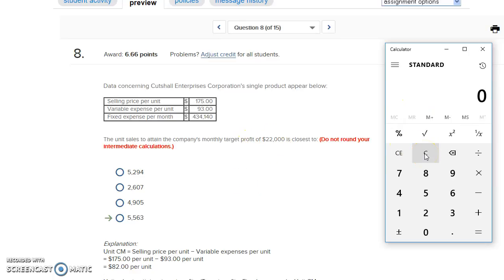So what I'm going to do is I'm going to say we have $434,140 to cover our fixed expenses, plus we want $22,000 in net income, divided by that $82 in our contribution margin. So we're going to have to sell 5,562.86, or a partial unit of whatever it is that we happen to be selling.